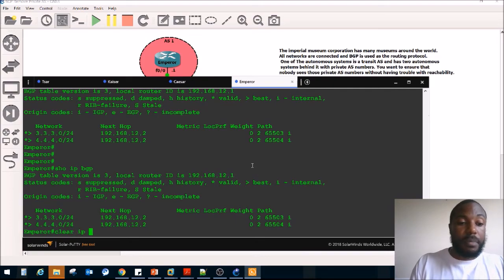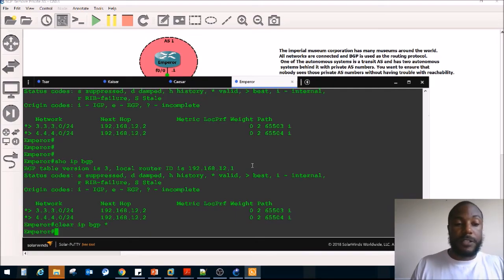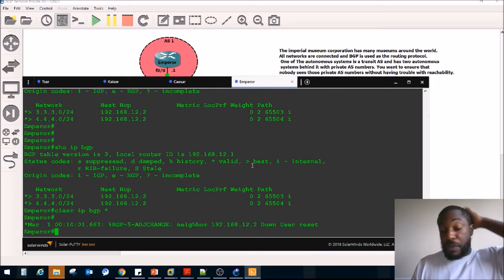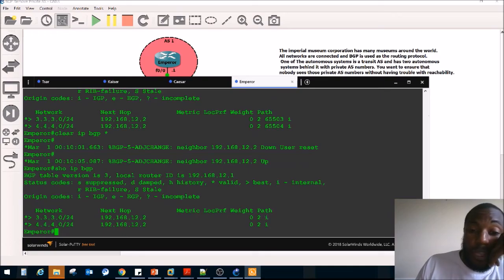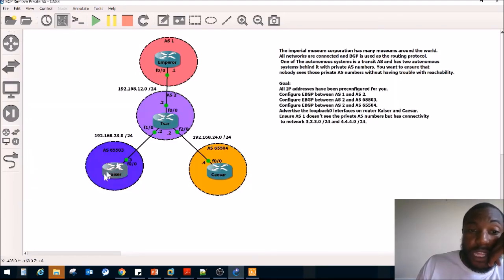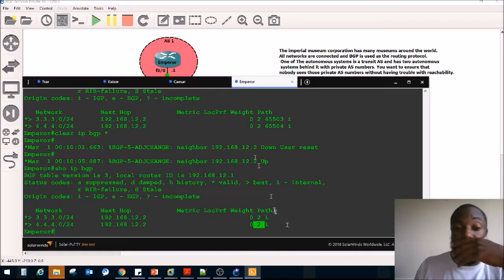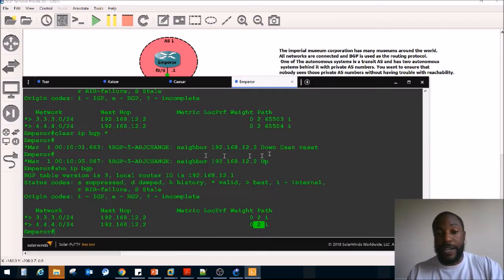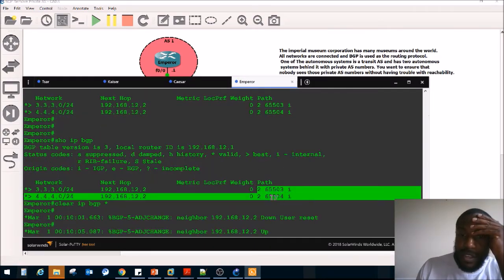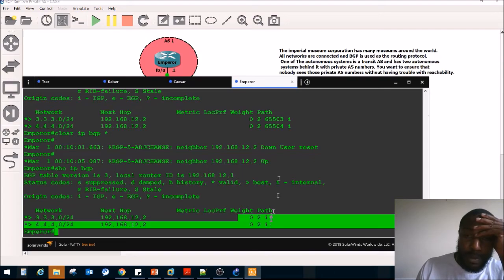So let's go ahead and do that. Clear IP BGP star. BGP goes down, comes back up. So essentially BGP has bounced. We'll check the BGP table. And now we only see the AS path of 2. So it says to get there, you can take 2 and then you'll make it there. That's basically what's going on here. So we no longer see the private AS numbers that we were seeing before, right? Remember, we saw the private ASs here. Now we no longer see them in the BGP table.